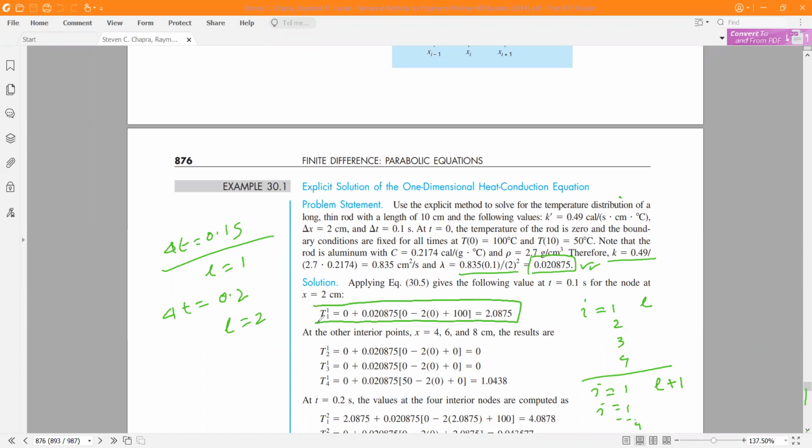For time T equal to 0.01, this is the value T. What is that value? If this is your 1, your algorithm is equal to what? T L plus 1 I on this side is equal to T L I. What is T L I? It is the previously calculated or existing value.